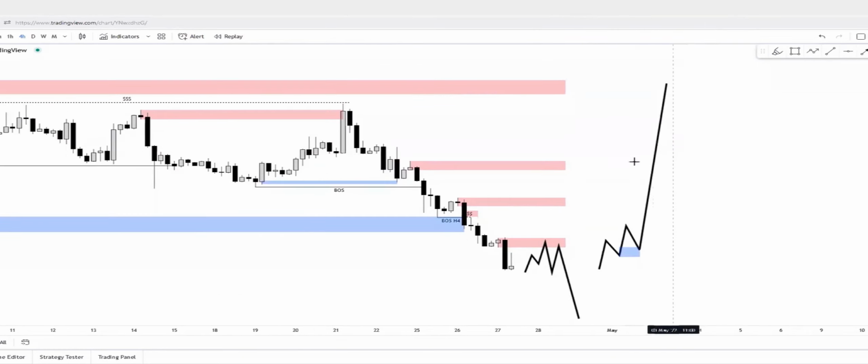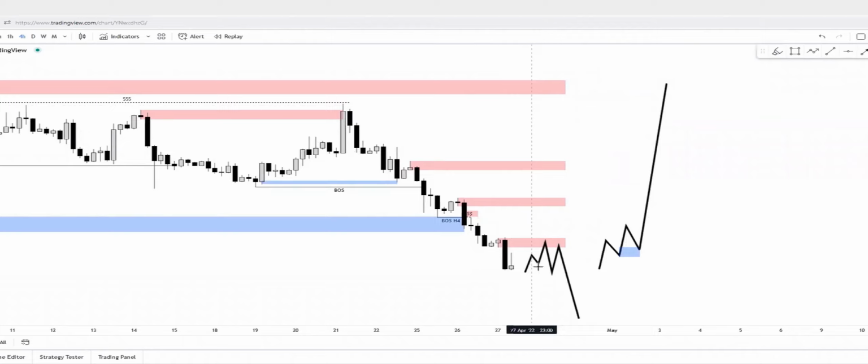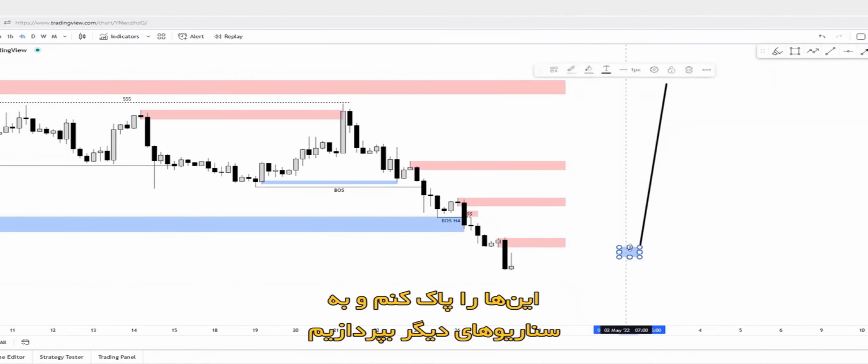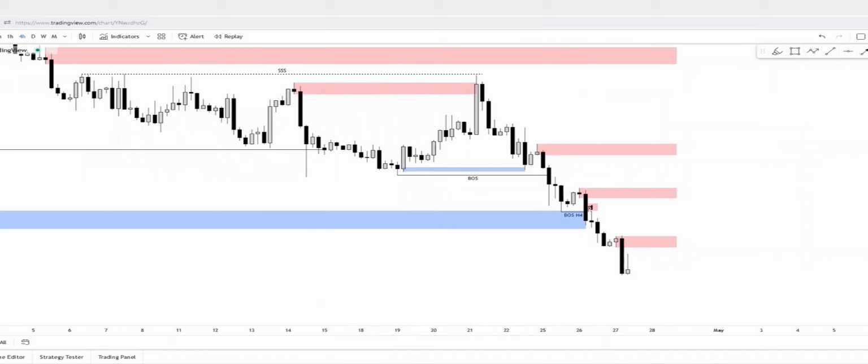Thank you, guys. So these are the two scenarios for the 4-hour chart. Okay, let me just remove this and talk about some other scenarios. But before, let me just read the chat.